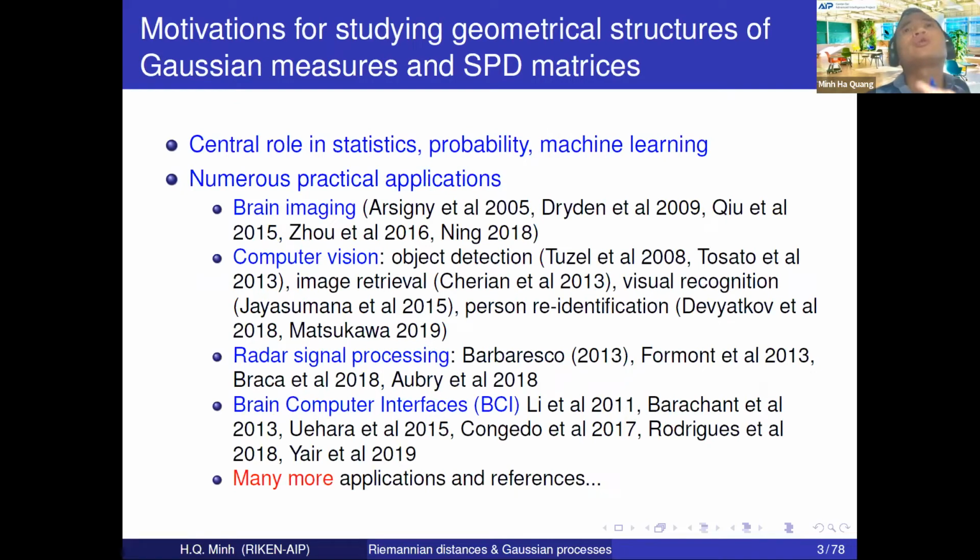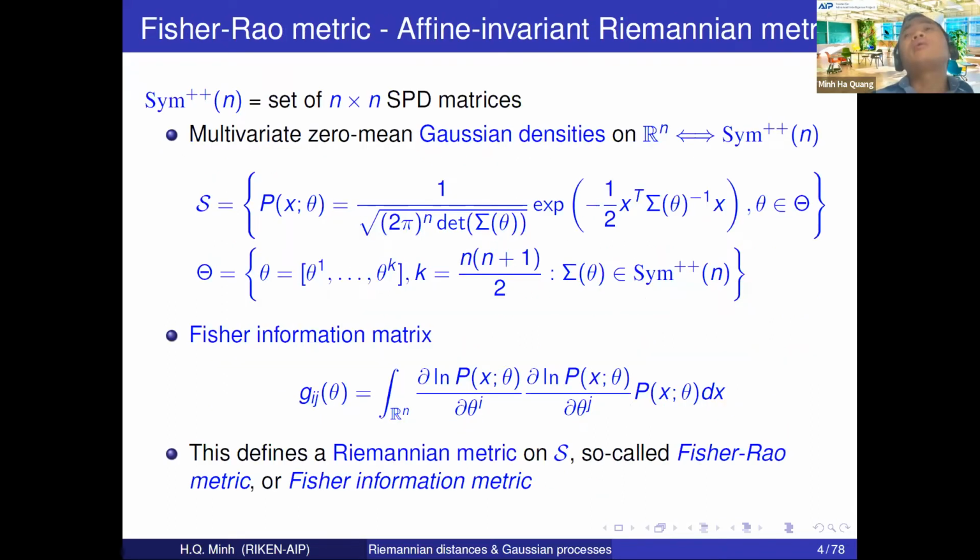There's a lot of work on the geometric structures and Gaussian measures on Euclidean space and symmetric positive definite matrices, because they play a central role in statistics, probability and machine learning, and they have a lot of practical applications: brain imaging, computer vision, radar signal processing, brain computer interfaces, etc. This is actually a huge topic. There's a lot of work, a lot of theory and a lot of applications. So now we'll just talk about a few things. Let's first talk about some of the Riemannian distances.